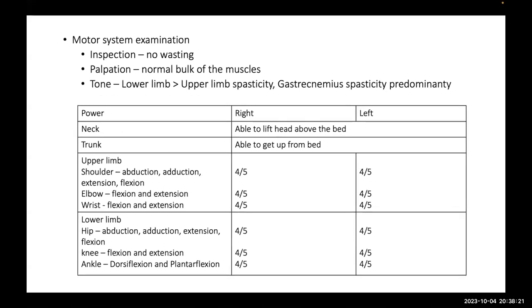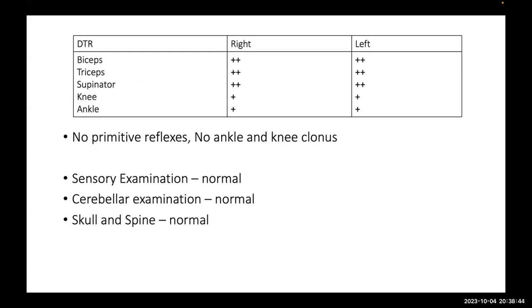In motor system examination, on inspection there was no wasting. The bulk of the muscles was normal. Tone: the lower limb spasticity was much more than the upper limb, with gastrocnemius spasticity predominantly. Power: there was no weakness. Upper limb, lower limb, neck, and trunk, all had 4/5 power on right and left, no asymmetry. Deep tendon reflexes: the upper limb reflexes were 2/5, but the lower limb reflexes, the knee jerk and the ankle jerk, were just elicitable bilaterally. No primitive reflexes, no ankle or knee clonus. Normal sensory, cerebellar, and skull and spine examination.